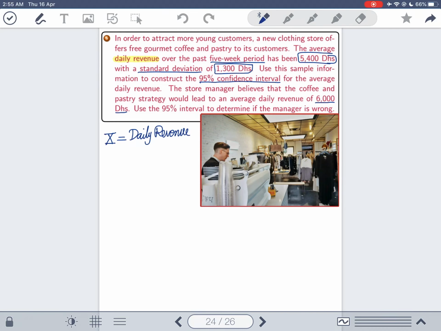Revenue is the money they make, yeah? Daily revenue for this clothing store. Okay, so now did they tell us if it's normal distribution or not? No, but let's continue reading and check.